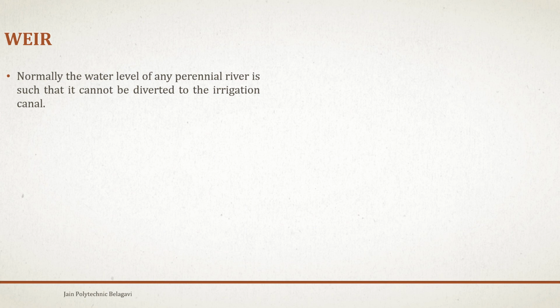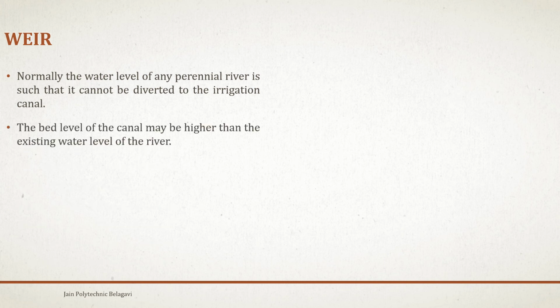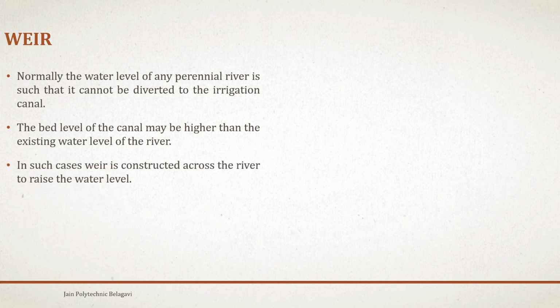Normally, the water level of any perennial river is such that it cannot be diverted into the irrigation canal. The bed level of the canal may be higher than the existing water level of the river. In such cases, the weir is constructed across the river to raise the water level.